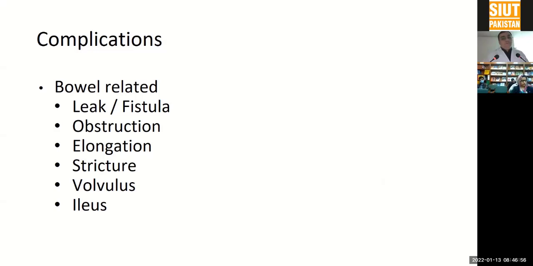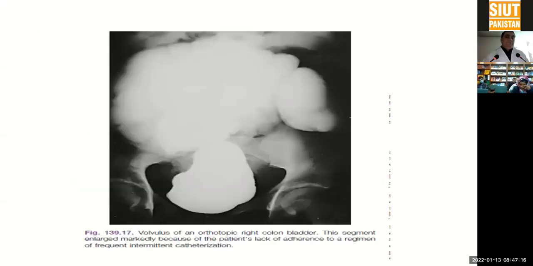The strictures are mostly the late complications, and it is as a consequence of lymphoid depletion of the intestine, which is exposed to the urine. The intestinal segment may also be blocked by the hypertrophied mesenteric lymph nodes. The other complications include the volvulus and the ileus. This is the picture of volvulus of an orthotopic right colon bladder, which was due to infrequent catheterization.